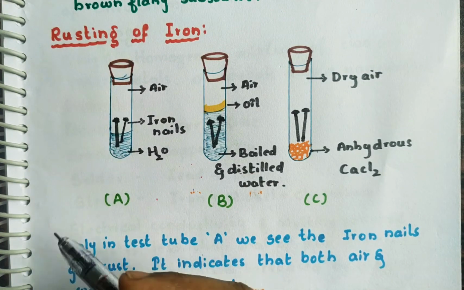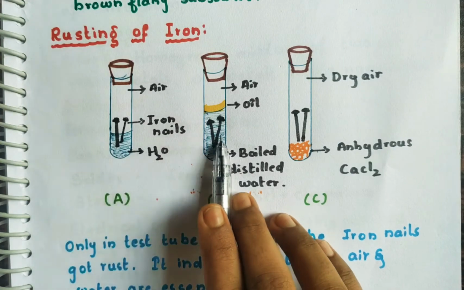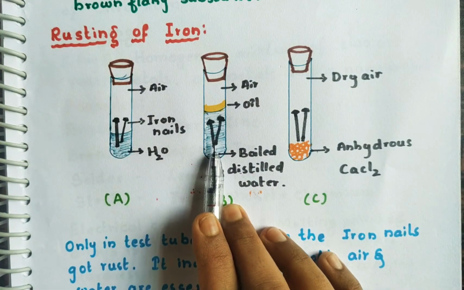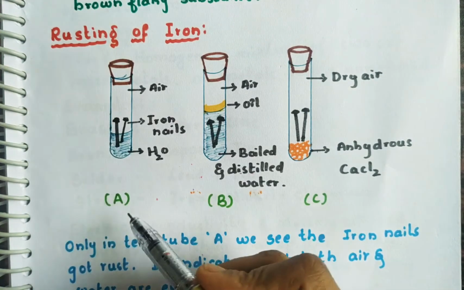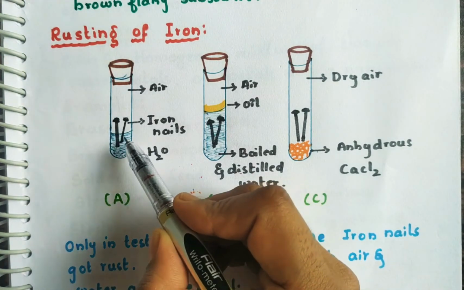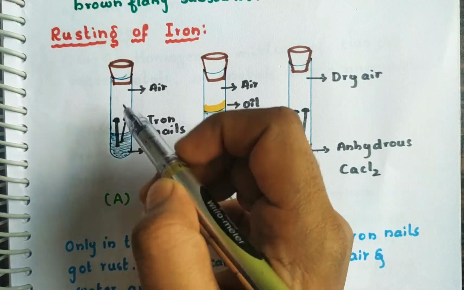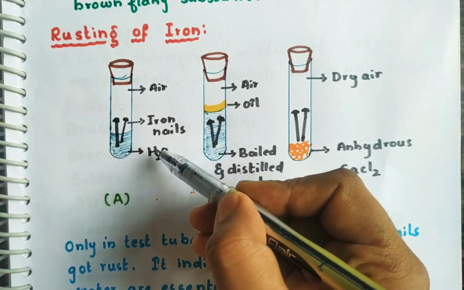So let us see what conditions are required for rusting of iron. I have taken three test tubes here. In two I have added a little bit of water and I have taken 2 iron nails. In the first test tube A, we have added water and immersed 2 iron nails in it, and there is presence of air here. So we have both air and water.